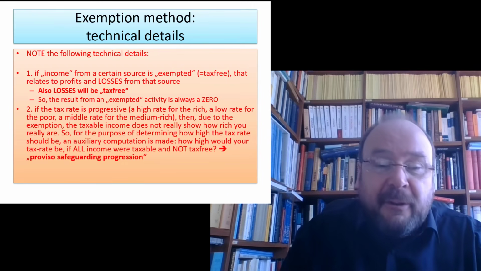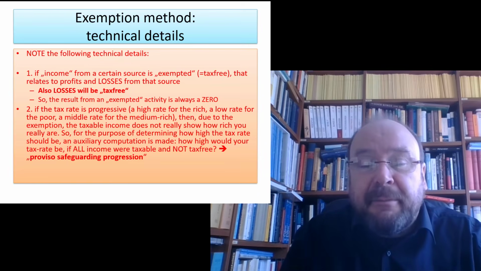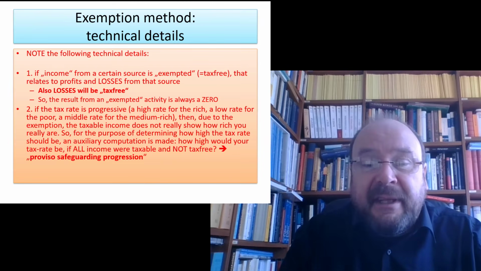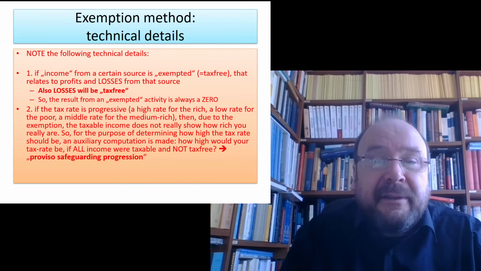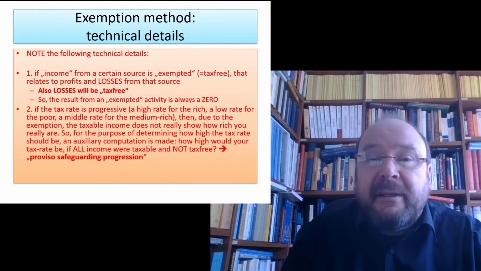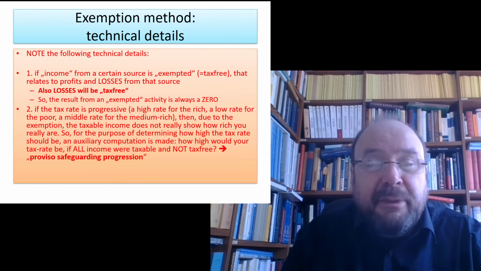Now you also have a second effect. It's about the progressive rate. When you have an income tax with a progressive rate, then the idea behind a progressive rate is always that when somebody is very rich, the tax rate should be high.